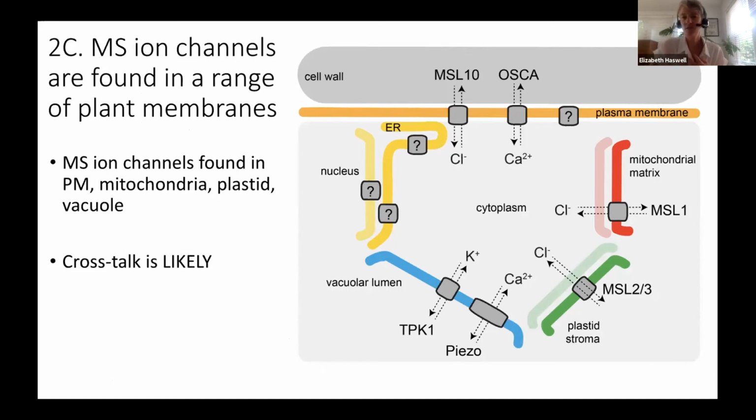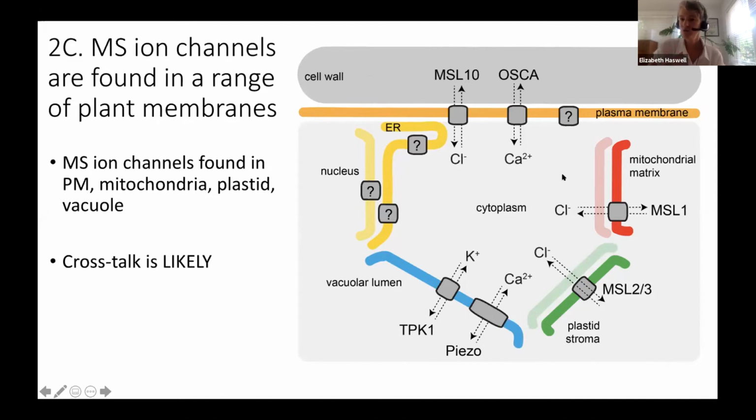So I know this is very diagrammatic, but I'll talk to you about what I'm trying to illustrate here. Here in gray, this is the cell wall, and the orange bar here is the plasma membrane. So there are some channels we know are in the plasma membrane in plant cells. MSL10 is a good example. The OSCA family members are probably there. These transport probably chloride ions and calcium ions respectively.